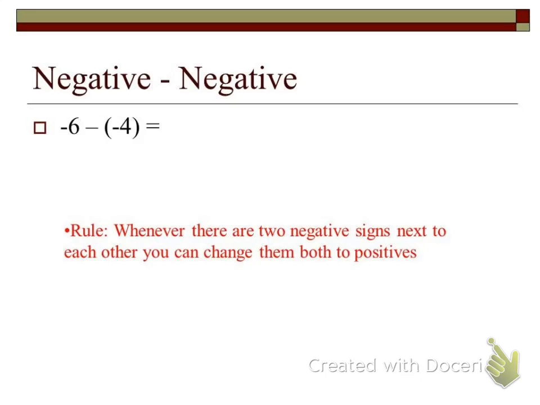Well, a negative minus a negative, that's a situation where we're going to use Rule 2, because of these negatives right here. Those are the ones that should look strange to us. So whenever there are two negatives right next to each other like that, we're going to change them both into positives. So negative 6 plus 4 is negative 2.